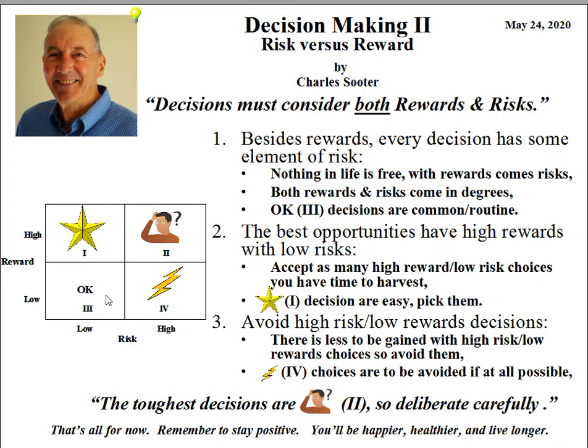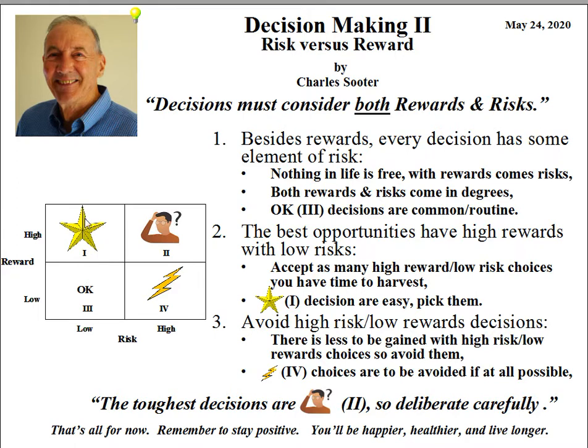Now, the box here, quadrant 3, low rewards, low risk, these are okay. You just have to put up with some of these in order to keep your life in order. You have to do a lot of things that are low reward, also low risk. I just washed my car this morning. I can hardly tell the difference between a polished car and a car that's got a little dust on it, so the reward for me is low. The chore didn't take me very long, so I had low risk, low inconvenience, so I did it.